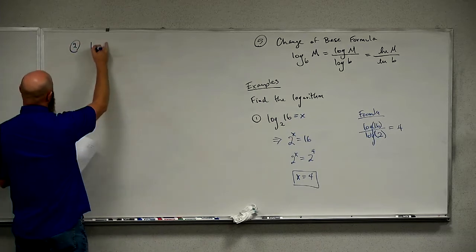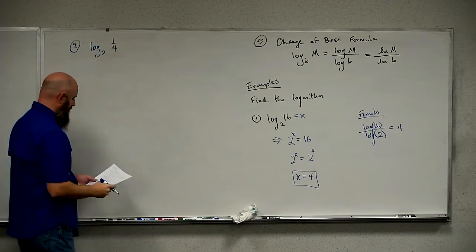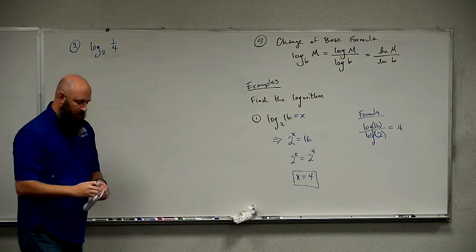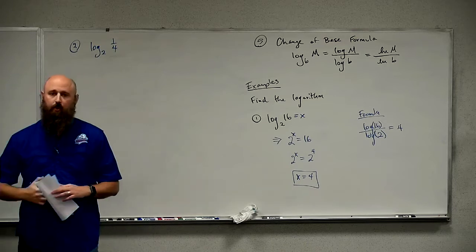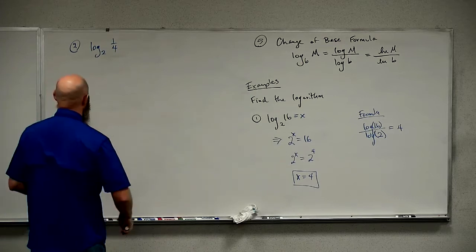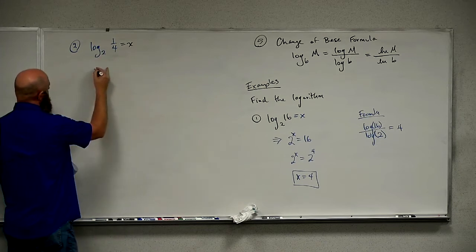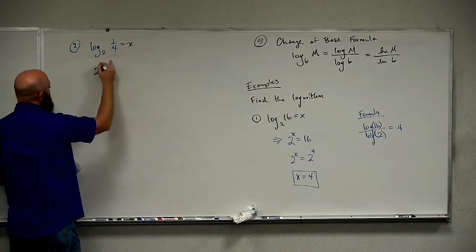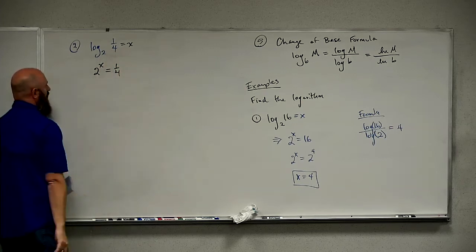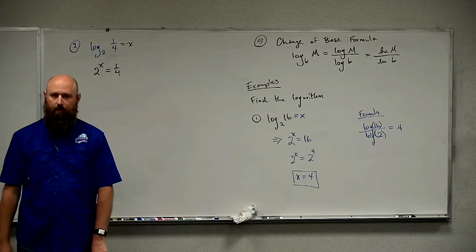So number 2, we have log base 2 of 1/4. Again, I'm going to set it equal to x and then solve for x. I'm going to rewrite so our base to what it equals is equal to what we're taking the log of. So 2 to the x equals 1/4.